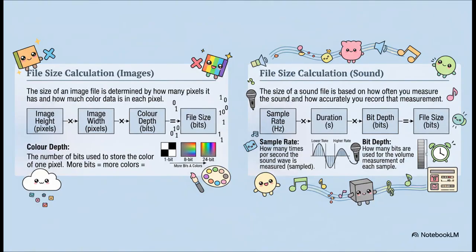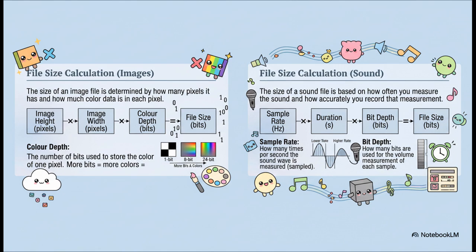And these formulas show you exactly how that works. For an image, you just multiply its dimensions, the number of pixels, by the color depth, which is just how many bits are used for each pixel's color. For sound, you multiply the sample rate by the duration and the bit depth.